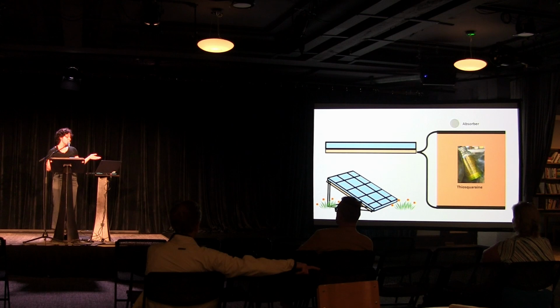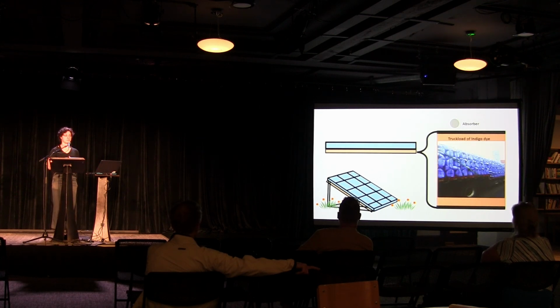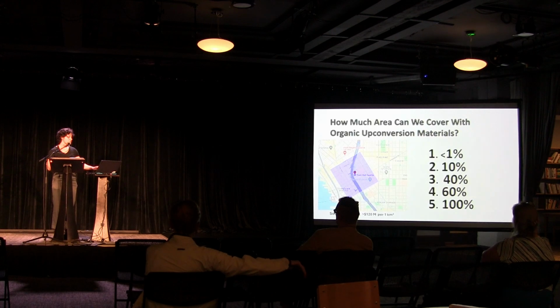These squaraines are made using the same kind of chemistry used to make indigo dyes, which dye everything like your jeans blue, your hat blue, everything blue. Indigo dyes are extremely cheap to make. They can be made by the truckload. So let's return to this thought experiment again, using these dyes as our absorbers.